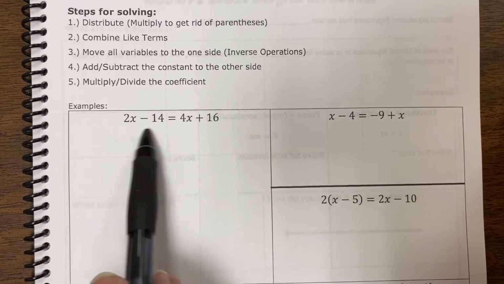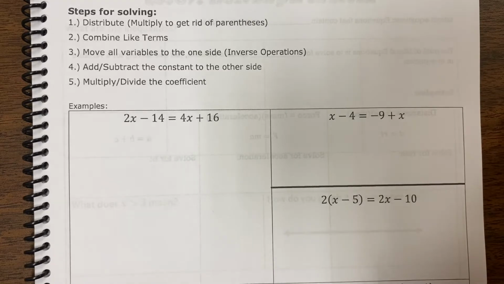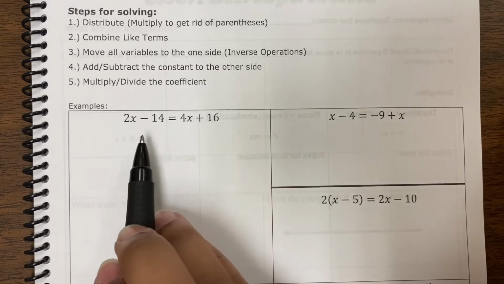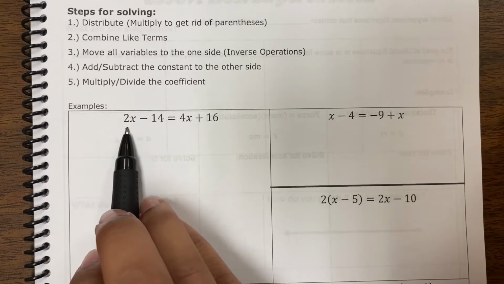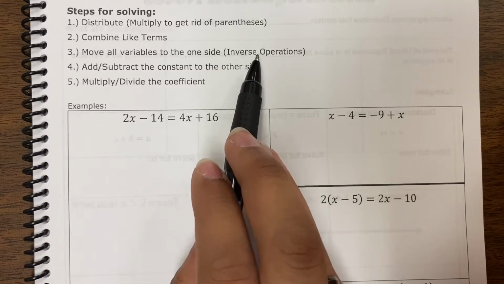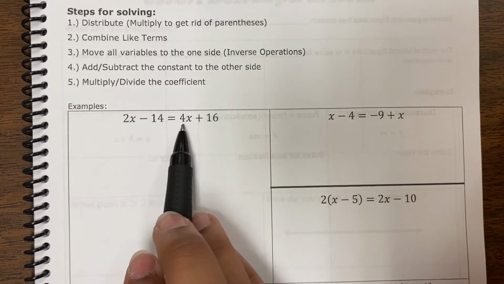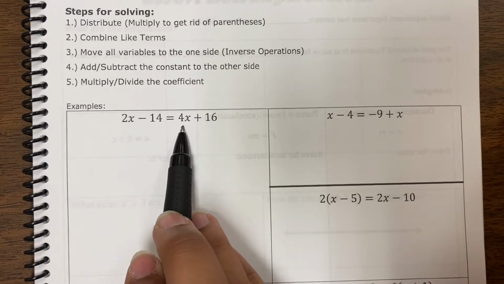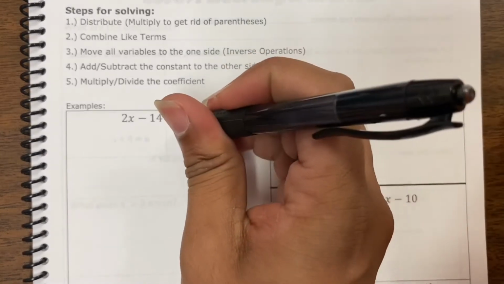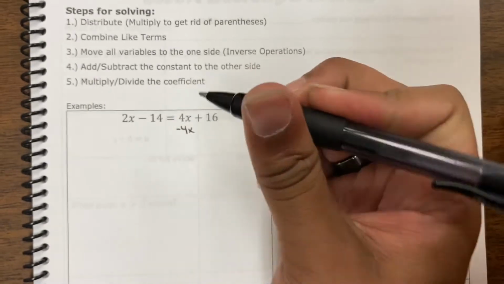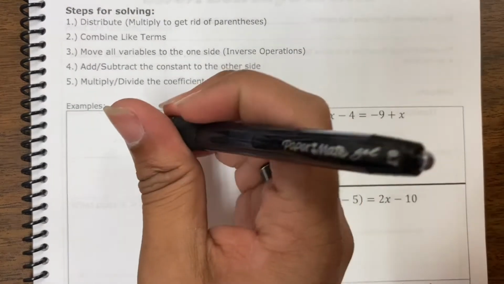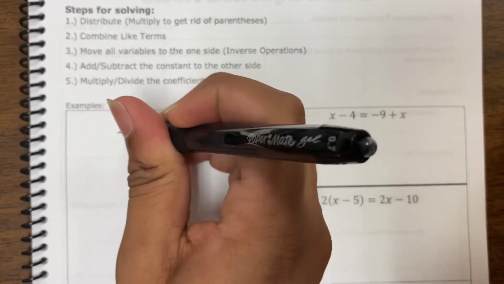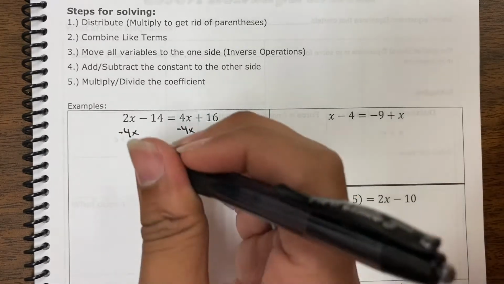Let's say I want my variable on this side. So I'm going to get rid of the variable on this side by moving it over here. And to do that, I'm going to use inverse operations. So right now, 4x is positive. So to get rid of it, I'm going to subtract it. So minus 4x, but we believe in justice. So what we do to one side, we have to do to the other. So we'll have minus 4x on both sides. So let's bring that down.